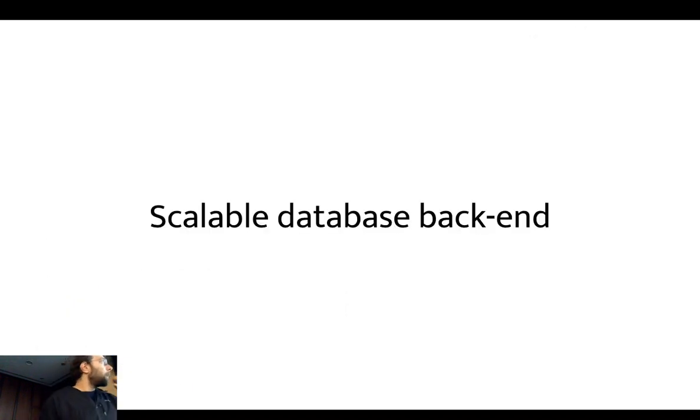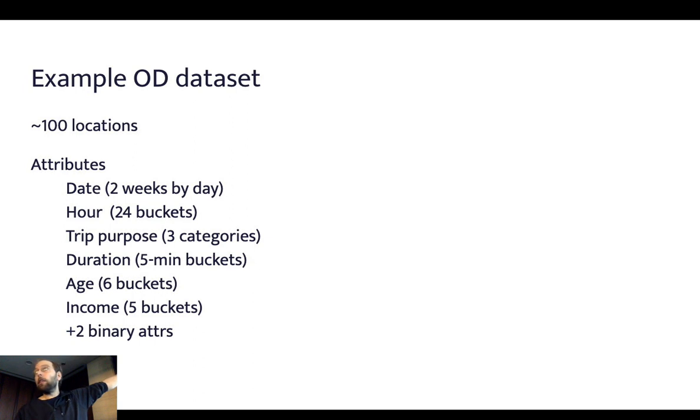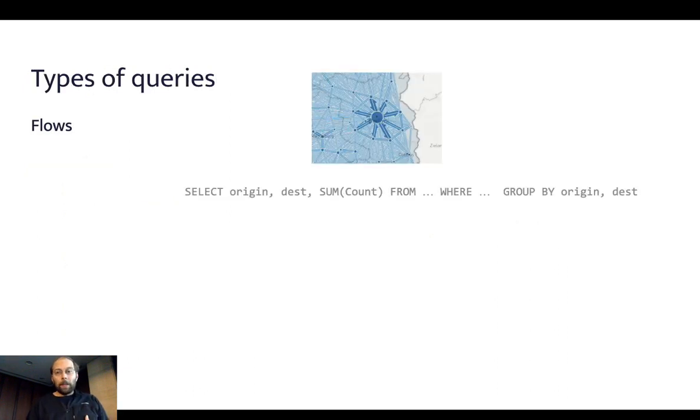Okay, the next dimension I want to speak about is the scalable database. In order for interactive analysis to be useful, the query response time shouldn't be too slow, right? Otherwise, people will not use it. So when we have OD data with attributes, it can grow quite big quite quickly. Here's an example dataset with only 10 locations and a few attributes with not so many buckets. The dataset has 700 million rows, which doesn't work that well in Postgres, unfortunately.